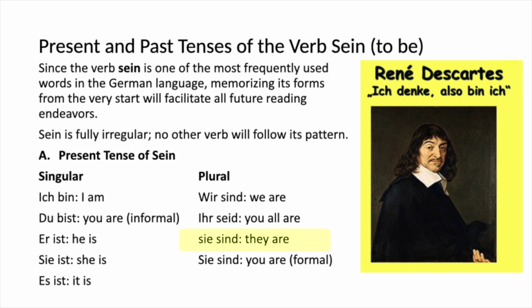Sie sind is they are, but wait a minute, there's another Sie sind on this slide. This is spelled the same with the exception of how large the first S is. We have the little s first as they are, but we have the big S as you are, but this is formal you. Once again, you're addressing a police officer or a judge in court or your boss at work, etc. You address them as Sie. So once again, sie sind is they are with the little s, and Sie sind with the big S is you are, formal.